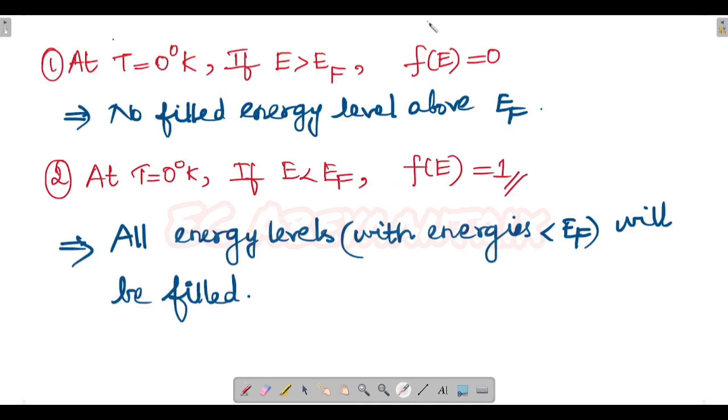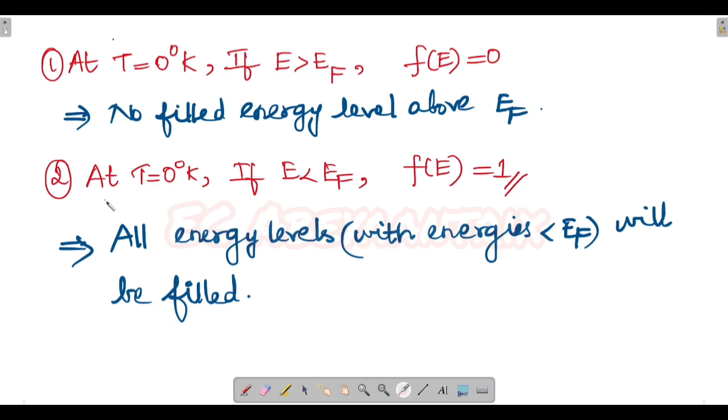So this probability, or this Fermi-Dirac function, will be 0 when the energy level is above the Fermi energy level. The temperature is the same for both cases, so we have to keep only this condition in mind. If the energy level is greater than the Fermi energy level, this probability will be 0, which means there will be no filled energy level above the Fermi energy level. Probability 0 means there will be no chance. That's the meaning of 0 probability. So there will be no filled energy levels above EF.